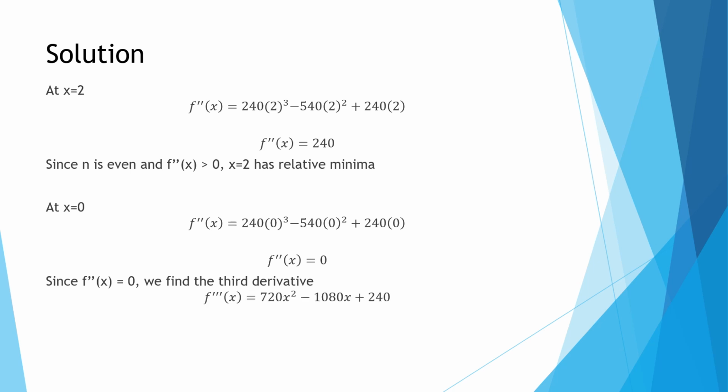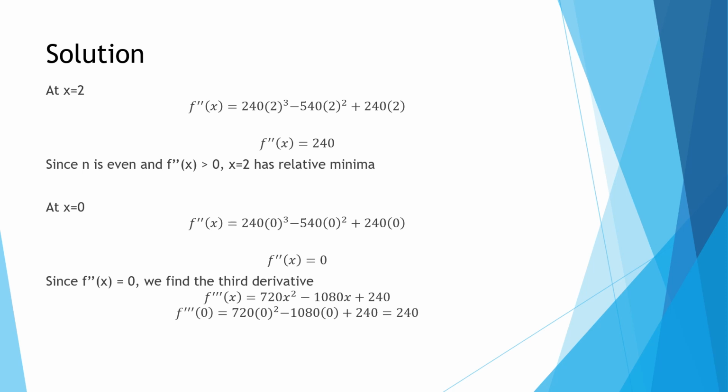What is the third derivative of the function? It becomes 720x square minus 1080x plus 240. Sorry, that is the third derivative now. At this third derivative I'm going to put the value of x. If I put x is equal to 0, what I get is 720 into 0 square, which is 0, minus 1080 into 0, which is also 0, plus 240.